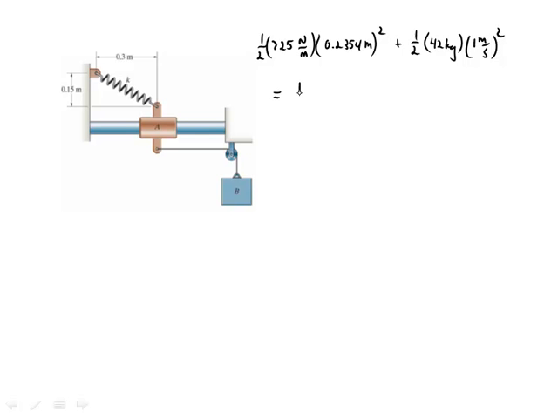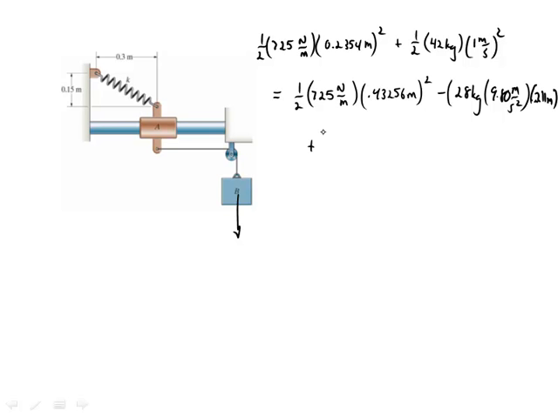And in the end, it's going to be 1/2 times 725 newtons per meter, times 0.43256 meters, squared, minus... B has fallen 0.211 meters, so 14 kilograms, 28 kilograms, times 9.80 meters per second squared, times 0.211 meters, plus 1/2 times 42 kilograms times the unknown velocity squared. So that's 20.09 joules plus 21 joules. Okay, here's 20.09, here's 21. So 41.09 joules to begin with.